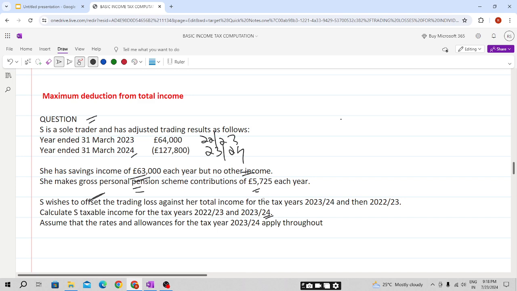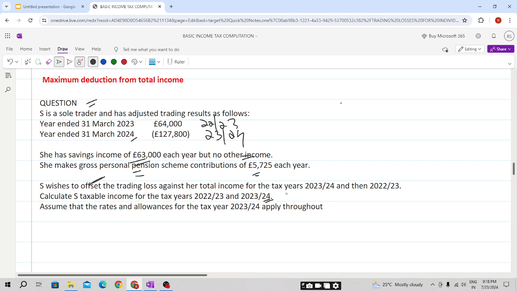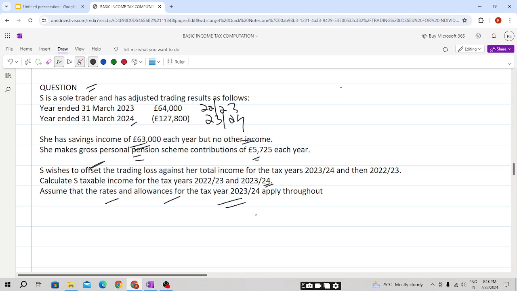So the tax rates and allowance apply throughout, because students, I mentioned there will be some factors which will influence the relief which we claim. We'll be studying further, but here they have mentioned the rates and allowance for the tax year applies throughout. It will be same. We'll be covering the factors also, no issues. Now coming, she wishes to offset the trading loss against her total income for the tax year 23-24 and then 22-23, so first current year, then she'll move to previous year. She'll not start from previous year, she'll start from current year and then previous year.